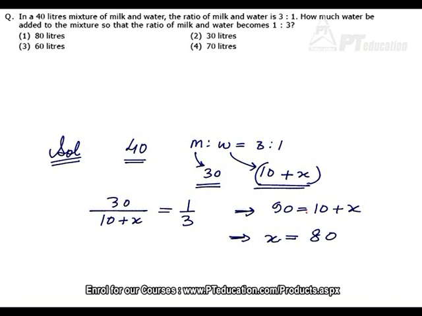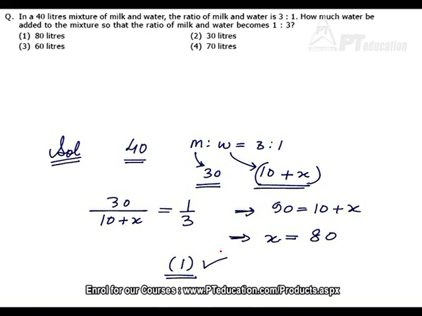If 80 liters of water is added, new water will become 90. Old milk was 30, so 30:90 will be 1:3, and the ratio is precisely 1:3, which is wanted. Hence the answer is 80, which is option number 1. This is the correct answer.